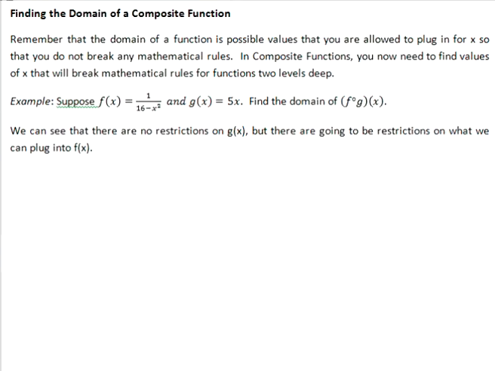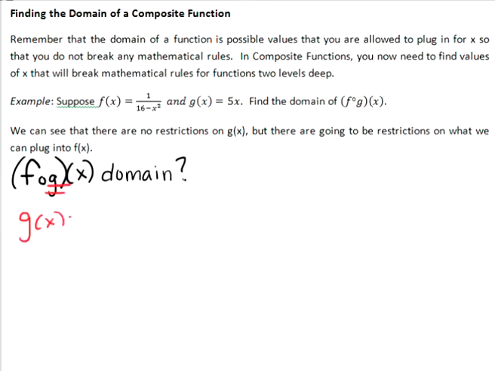So to start off, we're looking at the function f of g of x. And we want to know what is the domain of this function. So again, the first thing that we need to do is determine what values of x can be plugged in for g of x. G of x is equal to 5x. There's no restrictions on the domain of 5x since we're not dividing by 0 and we are not taking the square root of any negative numbers. So the domain for this would be all real numbers.